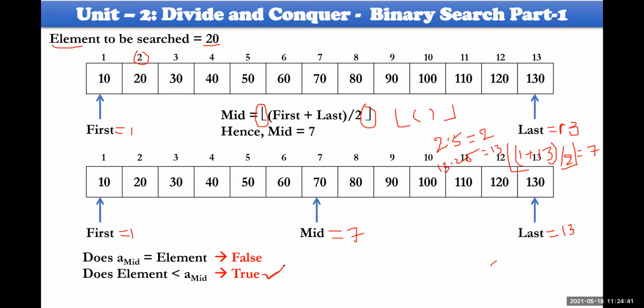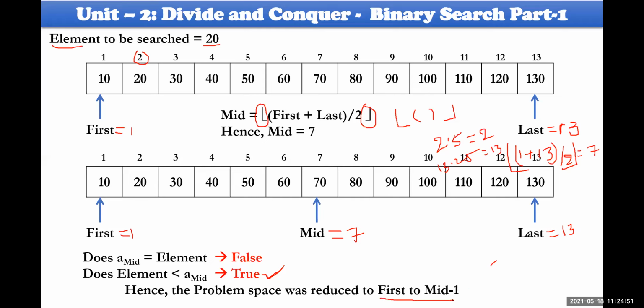Since it is true, let us go ahead with the explanation. The problem will be reduced first to mid minus 1. First is 1, and mid minus 1 will be 6. So now I would like to consider indices 1 to 6 as our problem space, and the elements from mid plus 1 to last will be eliminated from our problem space. Let me show you this using animation in the next slide.